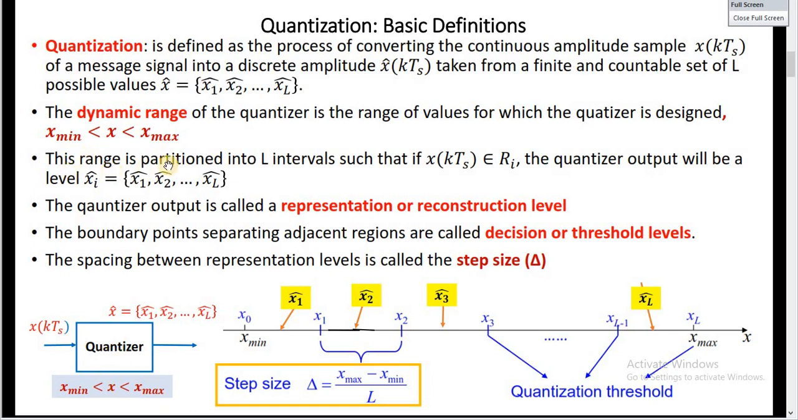x max. This range is now partitioned into L intervals such that if x of kTs, the sample, belongs to some region Ri, the quantizer output will be a level xi cap, equal to x1 cap or x2 cap, and so on. The quantizer output is called a representation or reconstruction level. These values are called representation or reconstruction levels. The boundary points separating adjacent regions are called decision or threshold levels. The spacing between representation levels is called the step size delta.